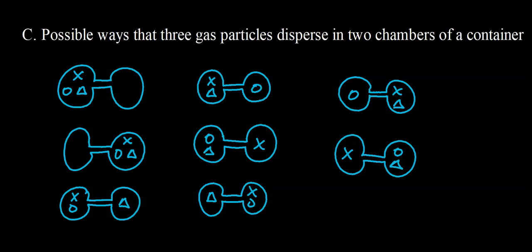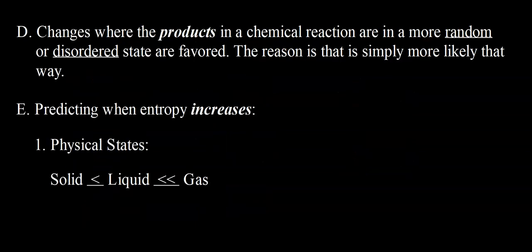So you can see as the number of particles increases, we have a greater number of possible arrangements of those particles inside this container. That'll be important in just a little bit. So as we mentioned before, changes where the products, what you end up with in a chemical reaction, are in a more random or disordered state are favored. They're likely to occur by themselves. The reason is that it is simply more likely that way. So things just tend towards a more disordered nature.